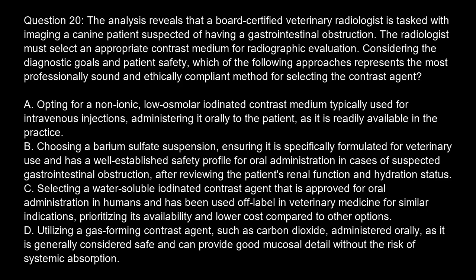Option B. Choosing a barium sulfate suspension, ensuring it is specifically formulated for veterinary use and has a well-established safety profile for oral administration in cases of suspected gastrointestinal obstruction, after reviewing the patient's renal function and hydration status.